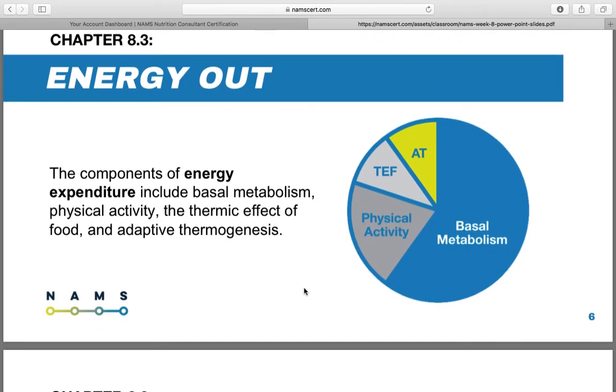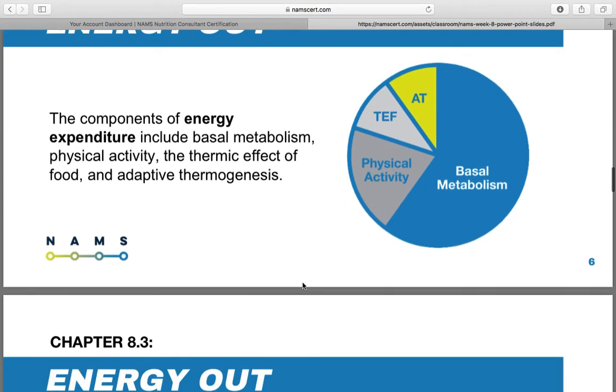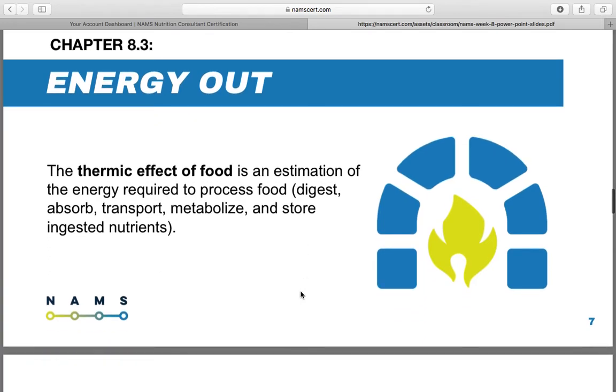The components of energy expenditure include basal metabolism, physical activity, the thermic effect of food, and adaptive thermogenesis. Okay, so you want to look at that chart right here, and you're going to see all of these compile this chart right here. And obviously, basal metabolism takes up the most of your energy expenditure. The thermic effect of food is an estimation of the energy required to process food, digest, absorb, transport, metabolize, and store ingested nutrients.